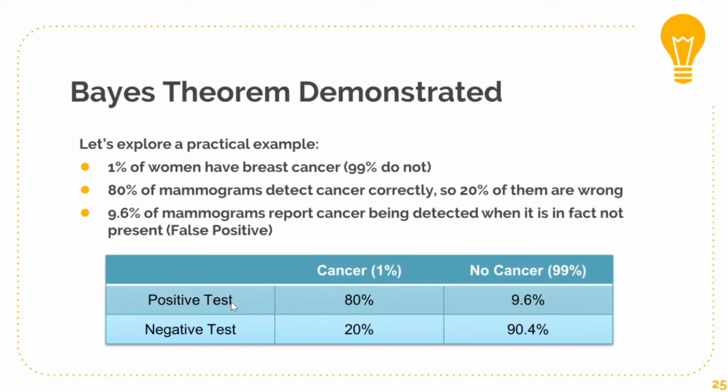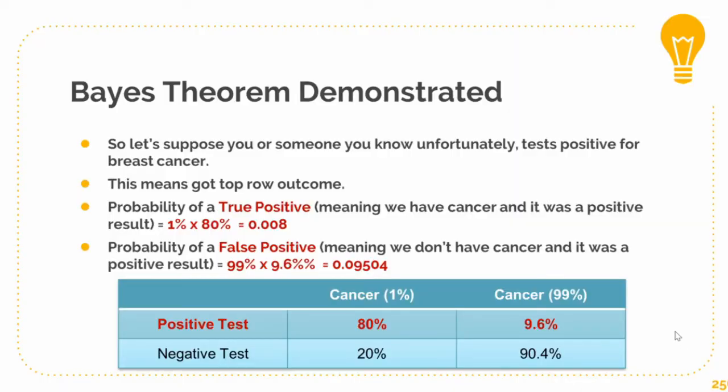So now let's look at a breakdown here. For a positive test result, there's an 80% chance that you have cancer, or the test is correct, and a 20% chance that it's wrong. And similarly, if you don't have cancer, there's a 9.6% chance the test is going to tell you that you have cancer, and there's a 90.4% chance the test is going to tell you that you don't have cancer. That's if you don't have cancer. So now let's suppose you or someone you know unfortunately tests positive for breast cancer. This means that it would have gotten the top row result here, positive test, all right?